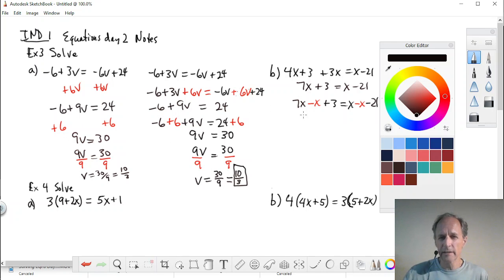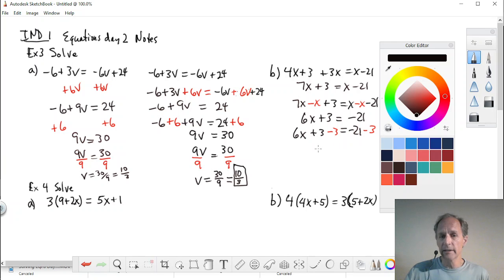So 7x minus x is 6x plus 3 equals x minus x, that's 0. Have negative 21. Now we're going to get the 6x by itself. We subtract 3 from both sides. 6x plus 3, subtract 3, equals negative 21 minus 3. Okay.